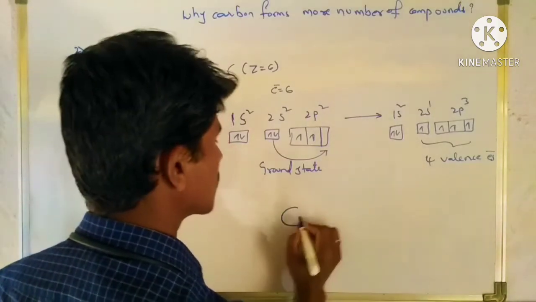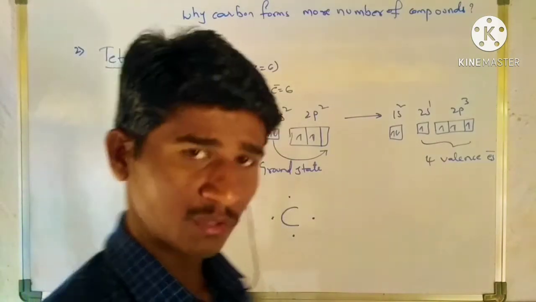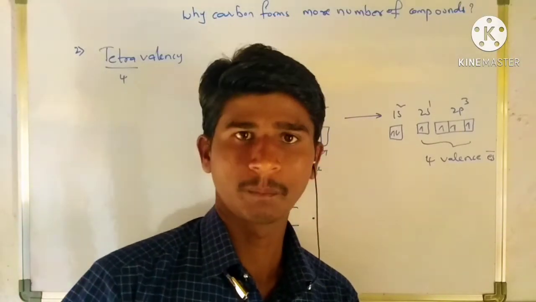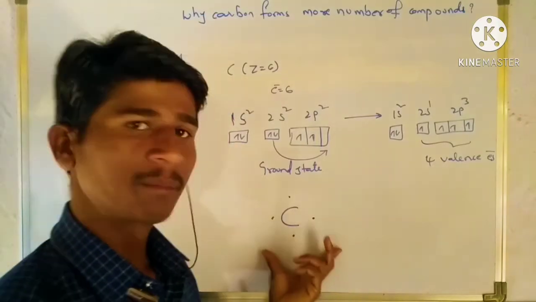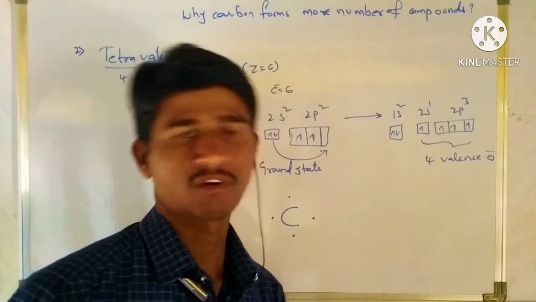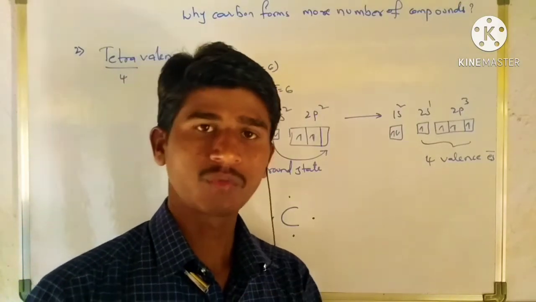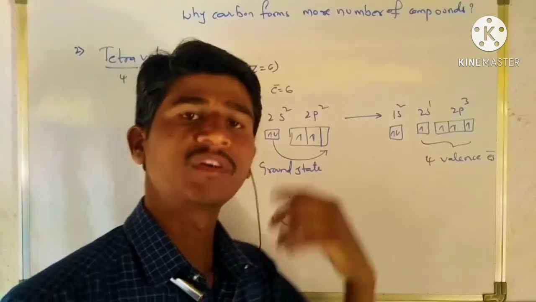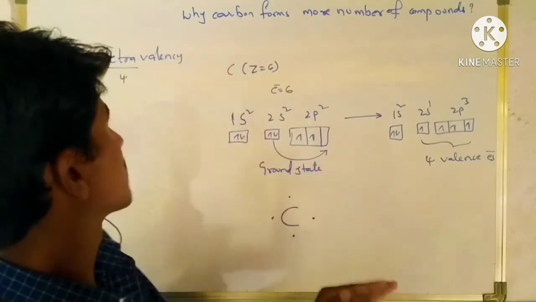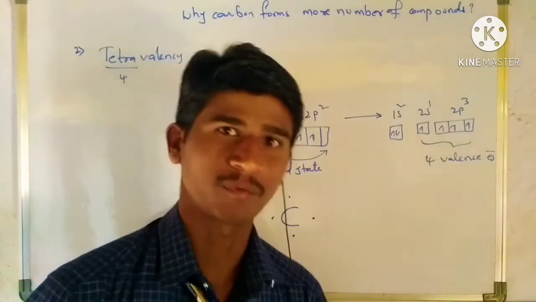It has 4 electrons, and all 4 are unpaired. Generally, we know that unpaired electrons are more easily involved in bond formation compared to paired ones. So carbon has 4 unpaired electrons in its valence orbit, and these easily get involved in bond formation. So carbon shows tetravalency. These 4 electrons are very ready to be involved in bond formation. So the second reason is tetravalency. Due to tetravalency also, carbon forms more compounds.